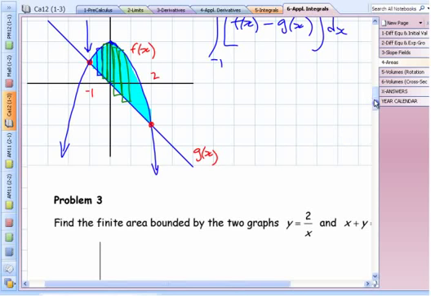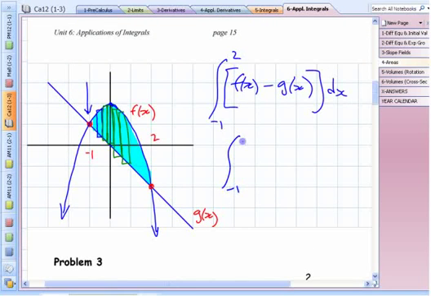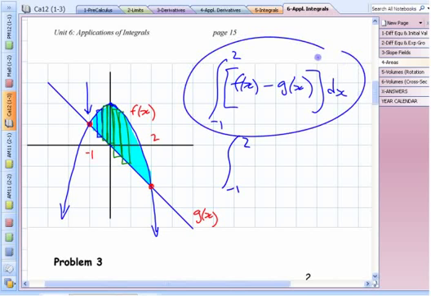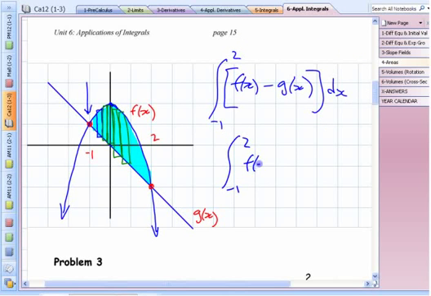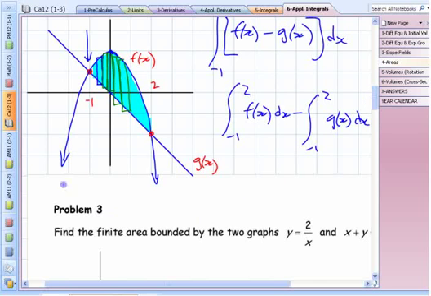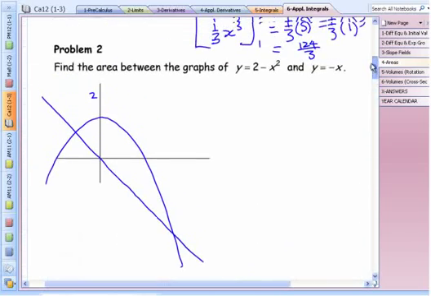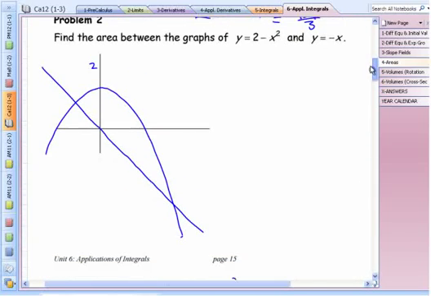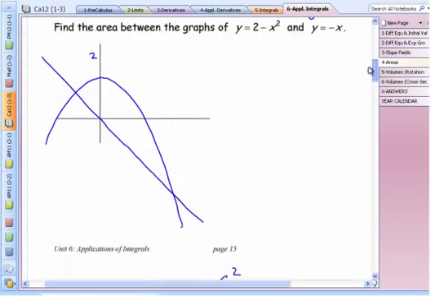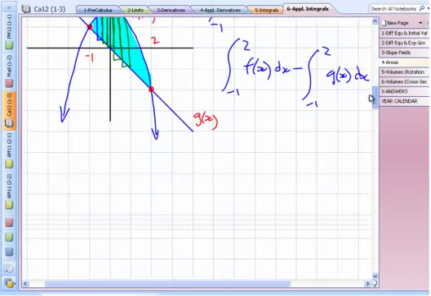So your question is, can you write it as two separate integrals? Absolutely right. Anytime you have an integral like that with two functions subtracted, you can make it two separate things like this, minus the integral from -1 to 2 of g(x) dx. You can write it as two separate things or leave it as a single thing. I guess I could have written it up here with those two specific functions, 2 minus x squared and minus x.